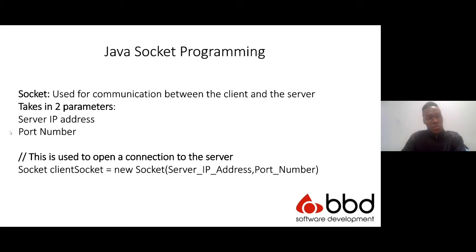You'll see that when we talk about server socket, the port number is basically where the server actually listens. That's why the socket on the client side needs the port number, because the port number is where the server listens, as well as the IP address of the server. So this is the syntax for the socket: the client socket object equals new socket, and it takes in the server IP address as well as the port number. Everything done here in the socket is done on the client side.